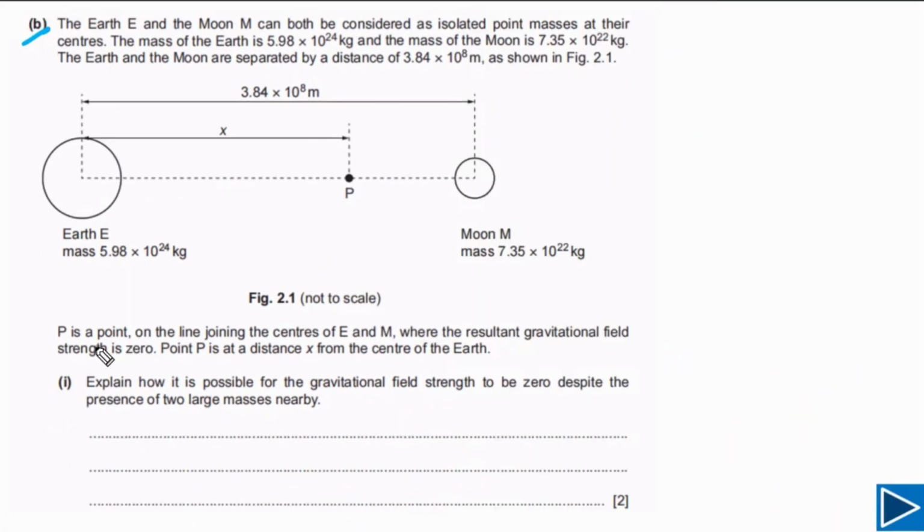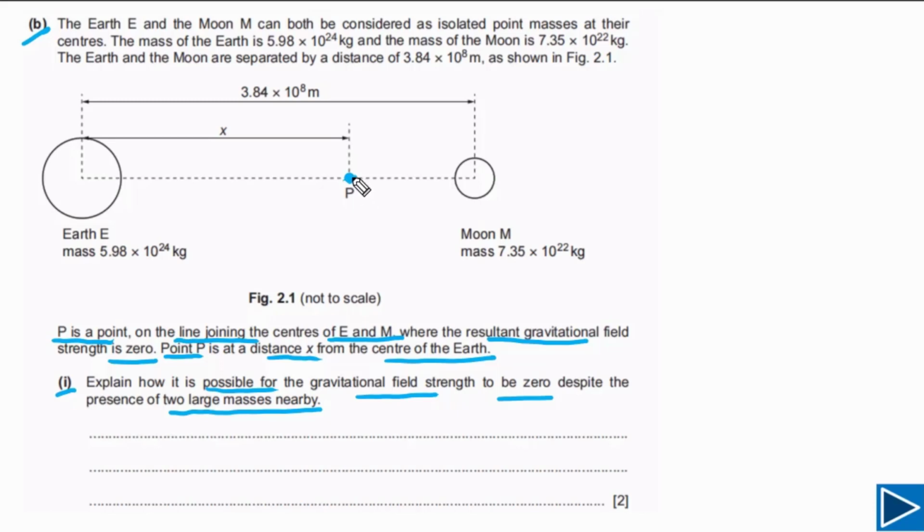For part B, it is given to us that P is a point, as you can see here, located on the line joining the centers of our planet and moon, where the resultant gravitational field is equal to 0. It is also given that point P is at a distance x from the center of our planet. We need to explain how it is possible for the gravitational field to be 0 even though there are 2 large masses present nearby. So we need to understand why the resultant gravitational field at this point is equal to 0.